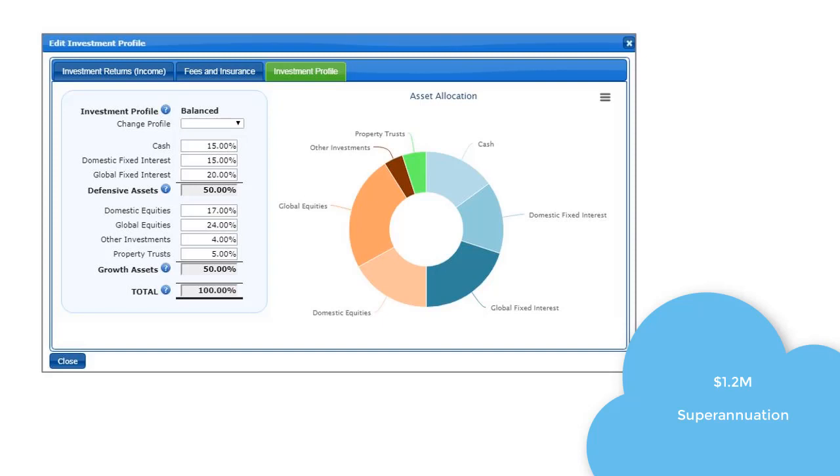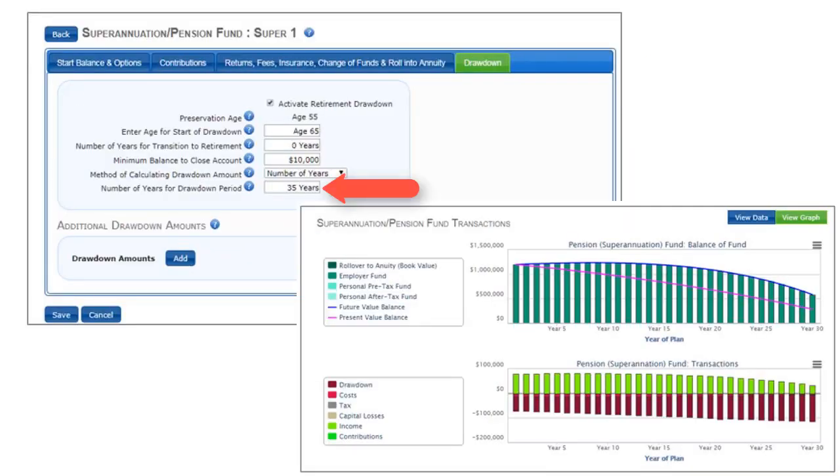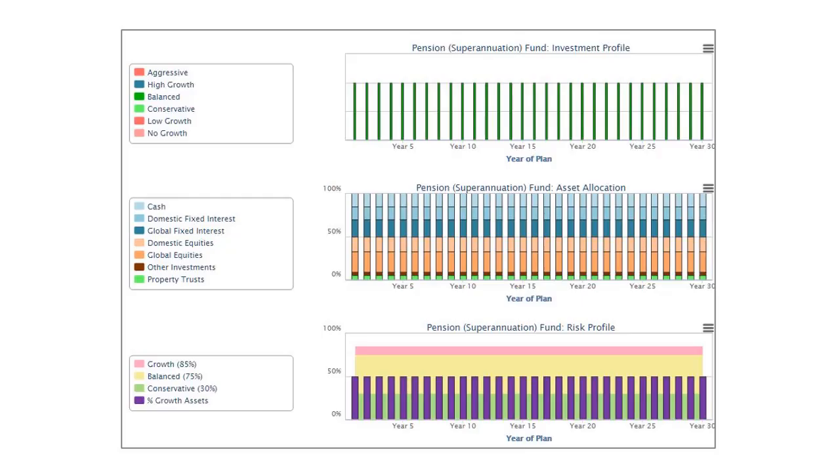The fund is maintained as a balanced fund, earning 7% with management fees of 1%. The drawdown has been nominated as 35 years, meaning the funds will expire when the person is aged 100. The investment profile, asset allocation and the risk profile, percentage of growth assets, are all displayed for you. Here you may like to consider if you should change the percentage of growth assets over the length of the plan. Generally, growth assets are considered a higher risk investment than defensive assets. Your financial advisor can advise you on levels of risk which would suit your investment preferences.